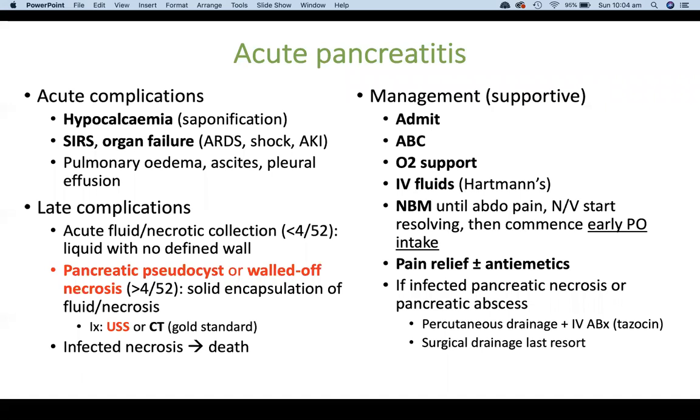Remember this, that it can cause a pseudocyst. It normally happens a month afterwards. So that's a long-term complication. And then in terms of management, it's stuff we've already covered, but just know that really well. You don't really do surgery for them, and you don't really do antibiotics for them either. You just support them, unfortunately.